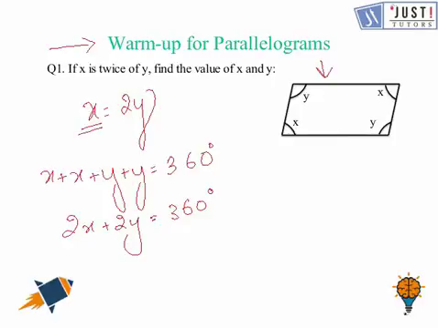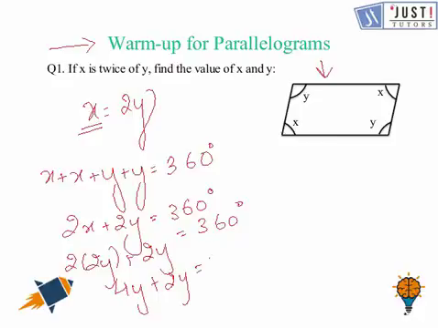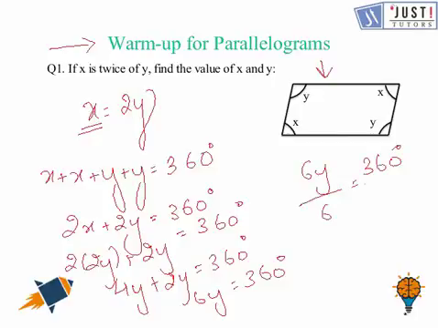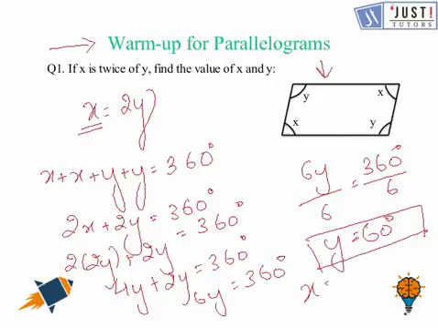Since x equals 2y, we get 2 times 2y plus 2y equals 360. So this is 4y plus 2y equals 360. This will give us 6y equals 360. Now we divide both sides by 6. So this will give y as 60 degrees. Since y is 60 degrees and x is 2y, x equals 120 degrees. So this is the answer to the warm-up question.